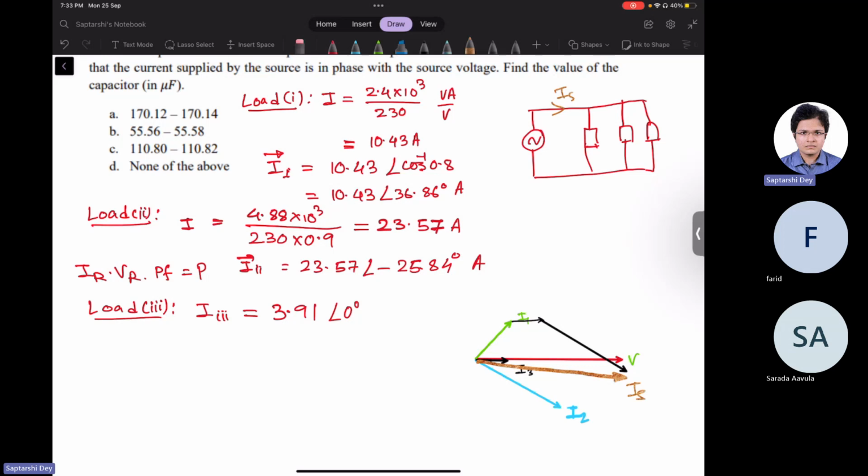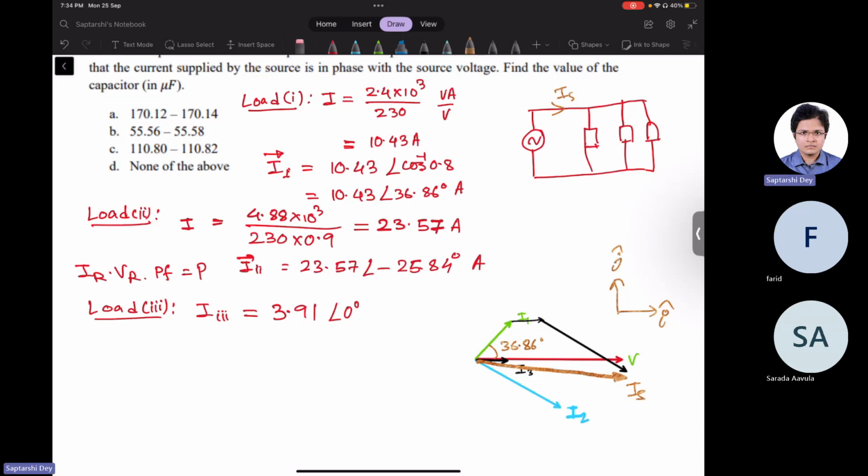Now you can see that the source current is lagging. Actually, drawing can be wrong. We will find out whether it is really lagging or not. How to find out? If I write like this, I and J, we will find out the J-axis component of all the currents. It means I1 and I2 currents. So this one was 36.86 degree.